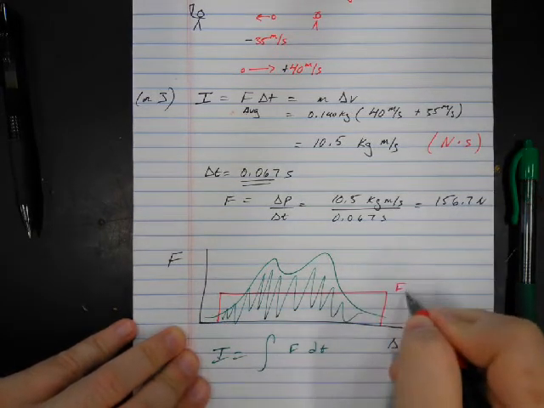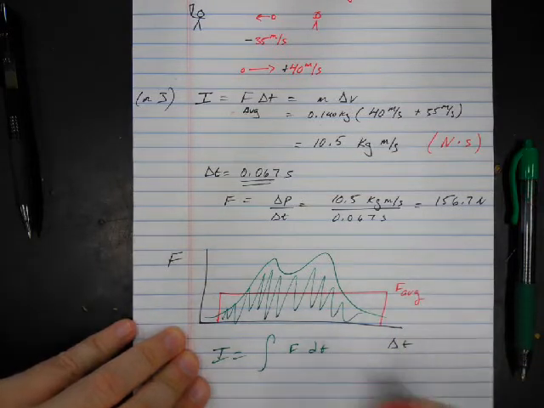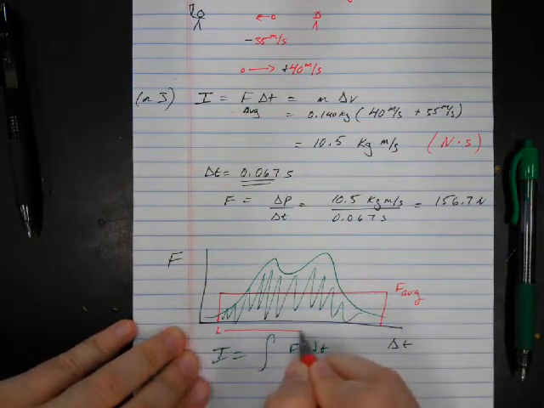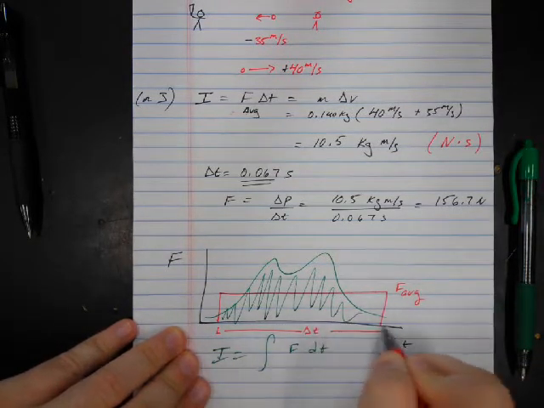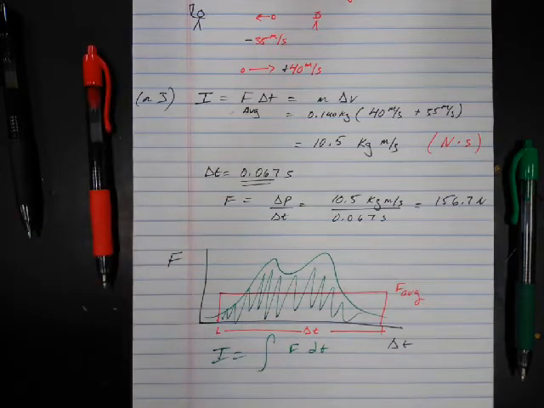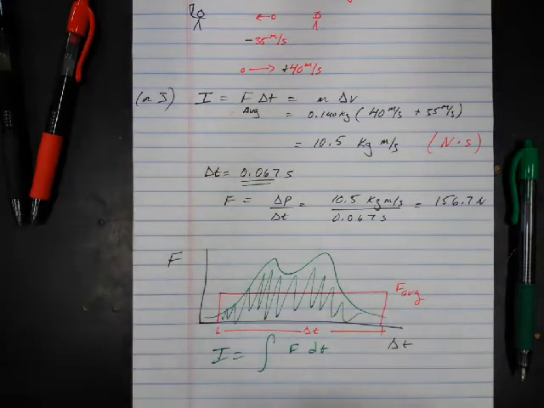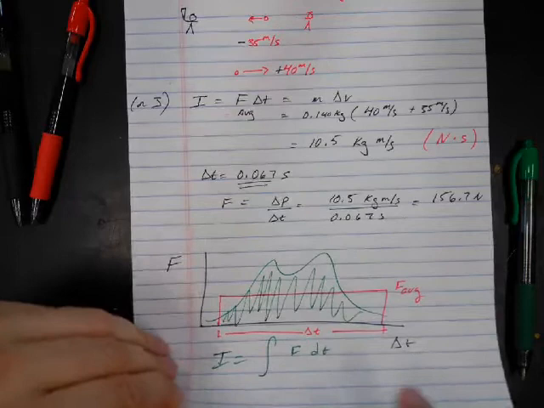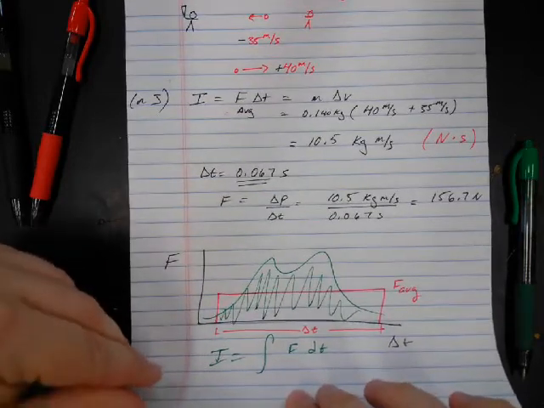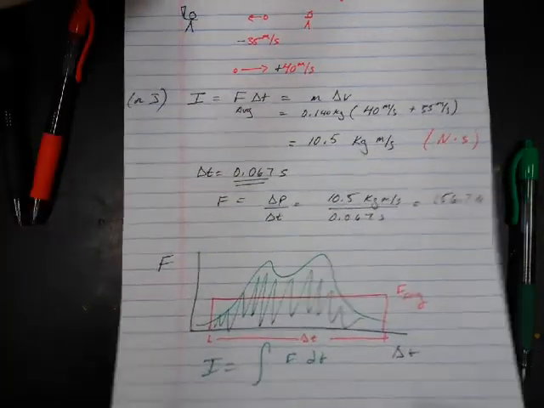And this is our F average, and this is our delta T. Right? So a lot of times we do that instead of trying to integrate an ugly function directly. And a lot of times we're not going to bother with impulse. So let's go on. Let's talk about collisions.